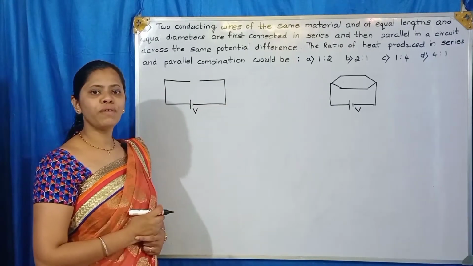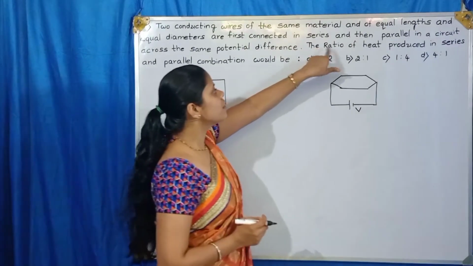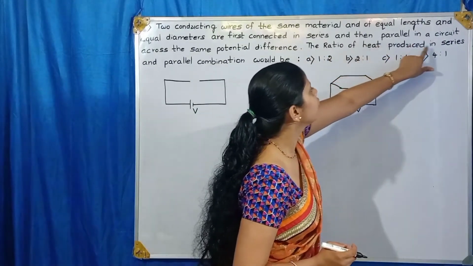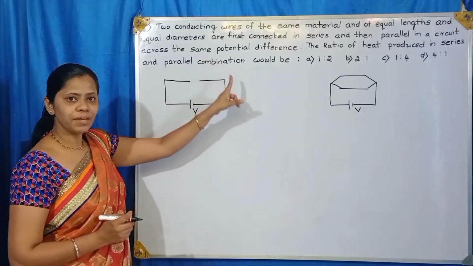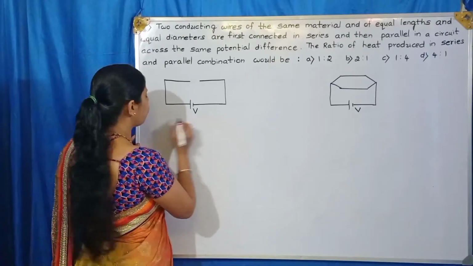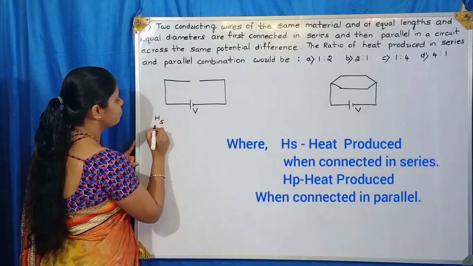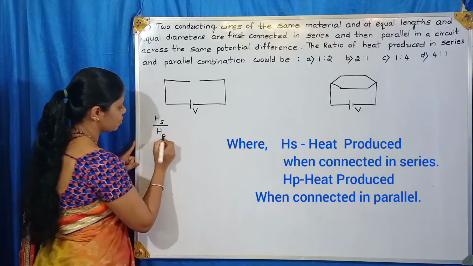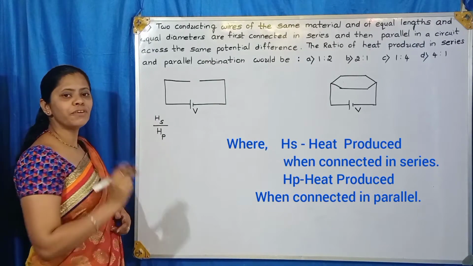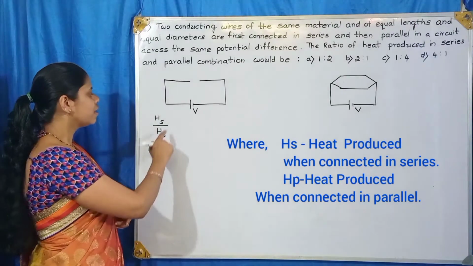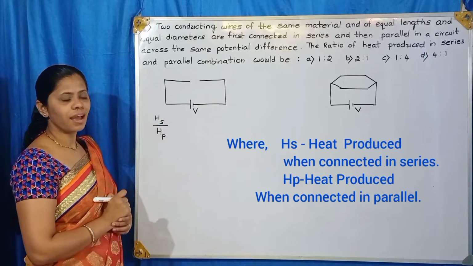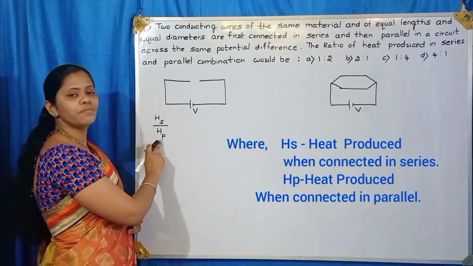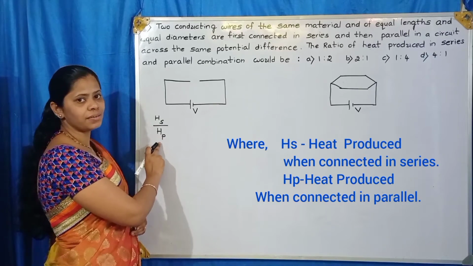Now what we have to find out? Find out the ratio of heat produced in series and parallel combination. Means we have to find out Hs by Hp. To find out this, first let's find out the heat produced when they are connected in series and the heat produced when they are connected in parallel.